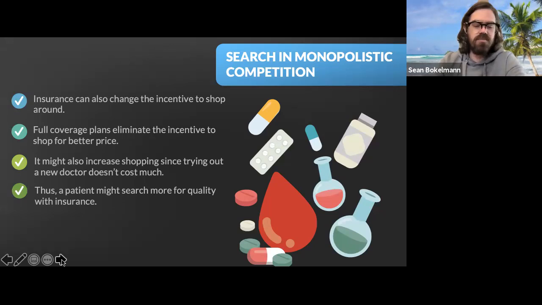And so if a patient doesn't have to pay much money to shop around for doctors, then they can search for a higher quality doctor when they have insurance, as opposed to if somebody doesn't have insurance, then it's going to be costlier to shop around, right?